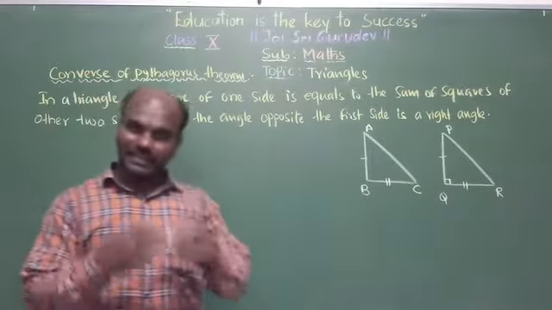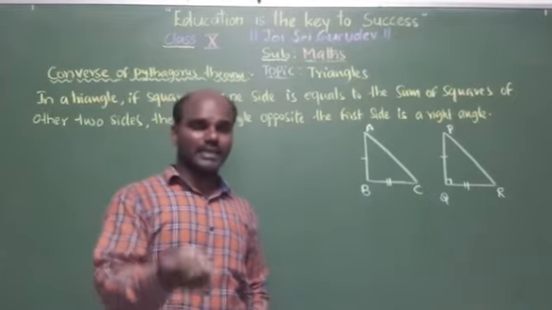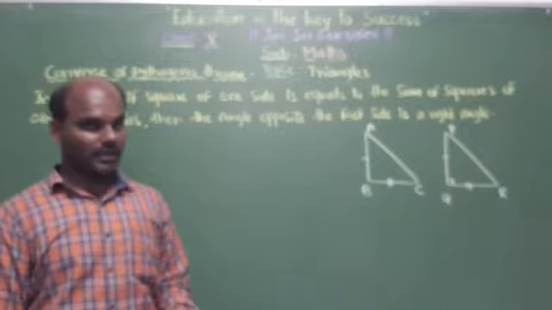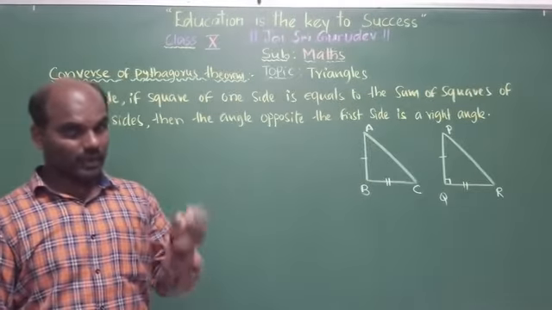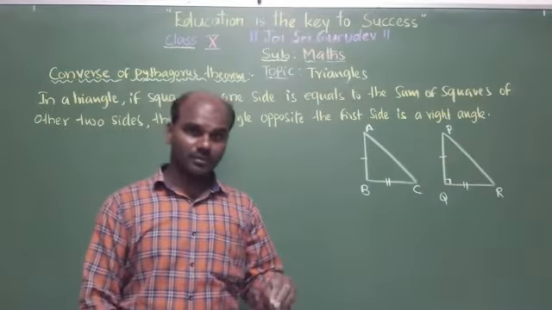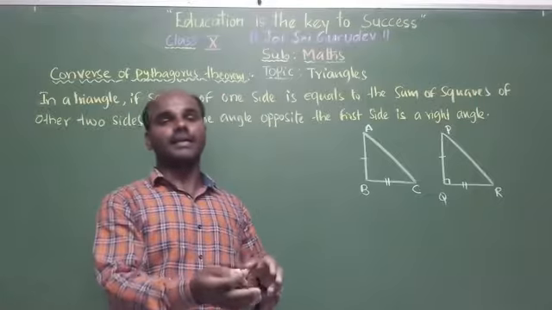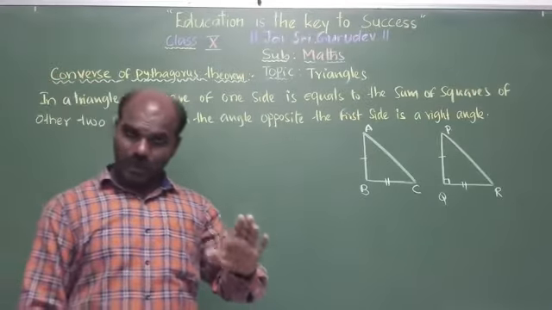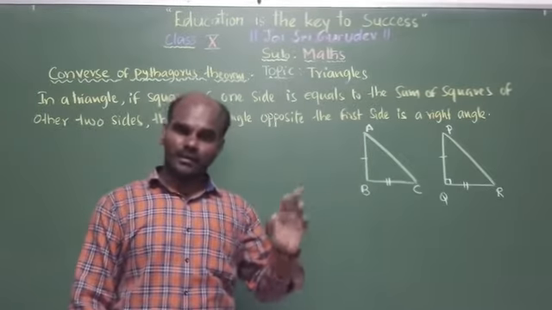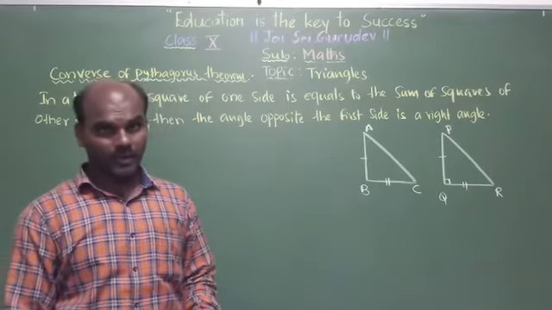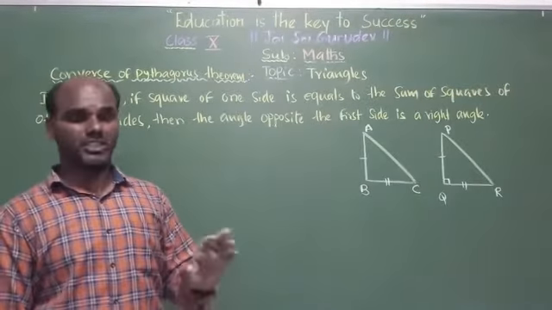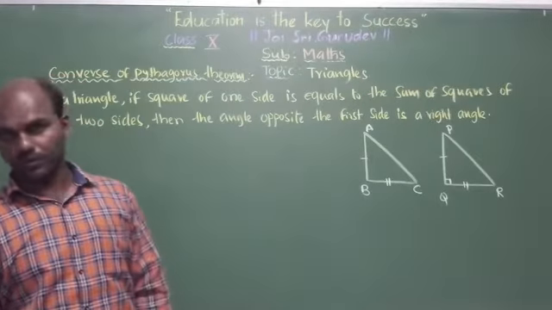The condition is given, and we have to prove that the triangle is a right angle triangle. You should understand what is given: the square of one side is equal to the sum of the squares of the other two sides in a triangle. So for the first side, its opposite angle must be the right angle. We have to prove that.